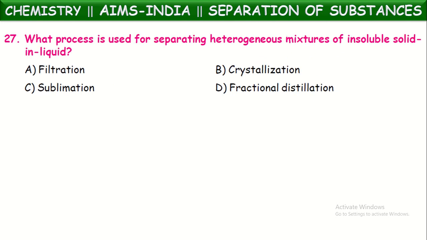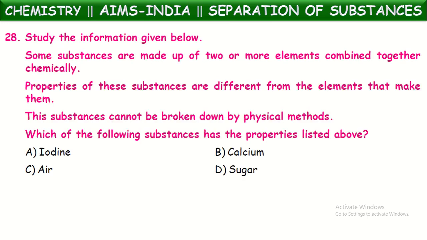What process is used for separating heterogeneous mixtures of insoluble solid and liquid mixture? If it is a heterogeneous insoluble solid liquid mixture, that can be separated by the filtration process easily. That insoluble solid substance will remain on the filter paper, and the liquid will come down, isn't it? So, filtration. Next one. Study the information given below.